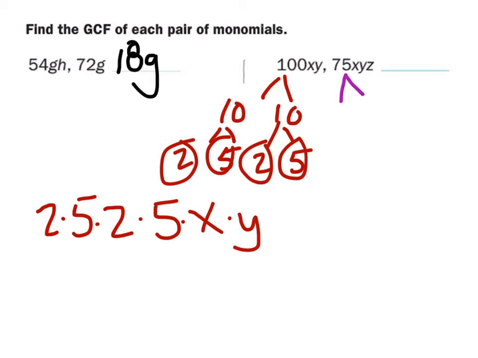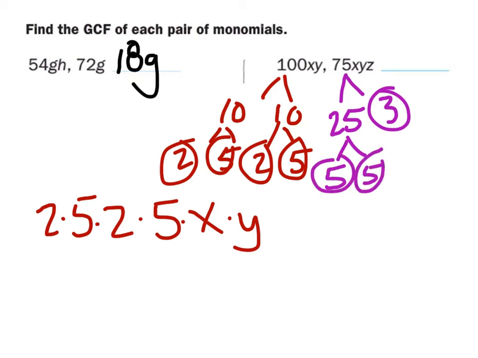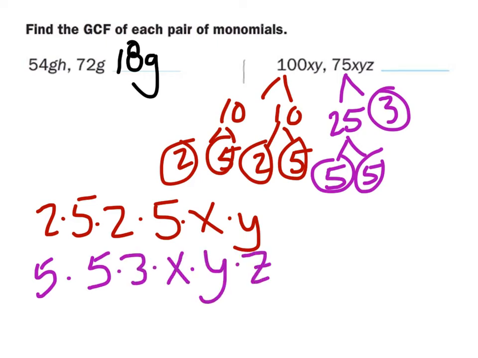Now the 75. 25 and 3. Very good. Well, 3 is prime. 25? 5 and 5. That's very good. All right, so we've got 5 times 3 times x times y times z.